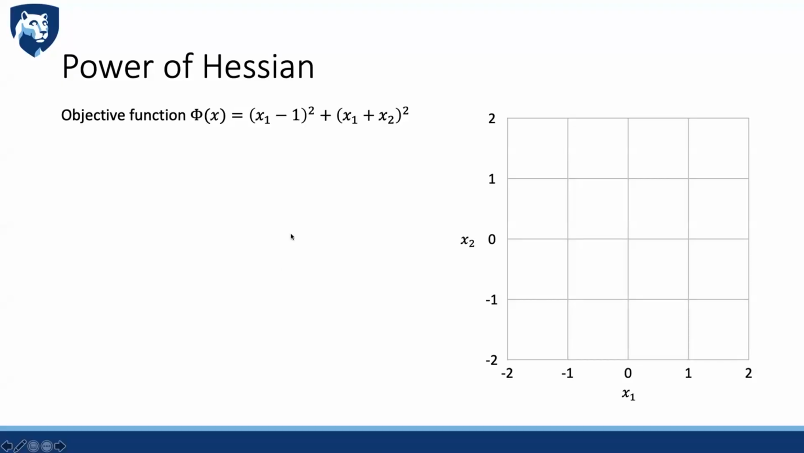Let's first see the power of the Hessian using a very simple math example. Here's an objective function, phi of x, which means we want to minimize this function phi by finding the optimal x. And clearly, this function can only reach its minimum when both terms equal 0. So x1 equals 1 and x2 equals minus 1. Then the target optimal point, x star, will be (1, -1) right here. And we start from the initial location, the origin, (0, 0), and we try to navigate to this target right here.